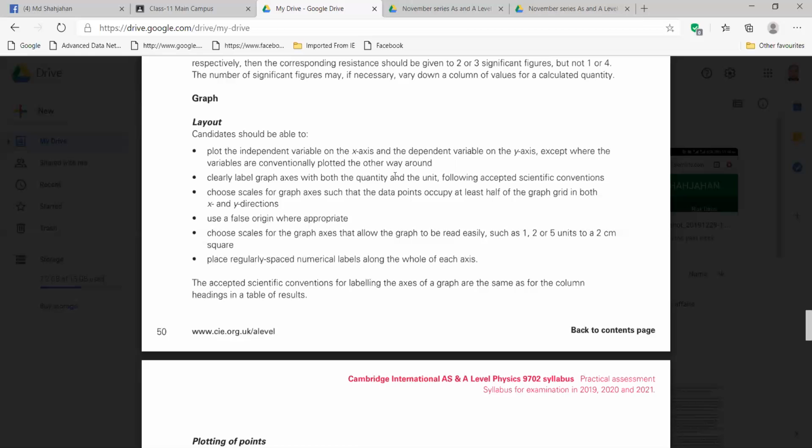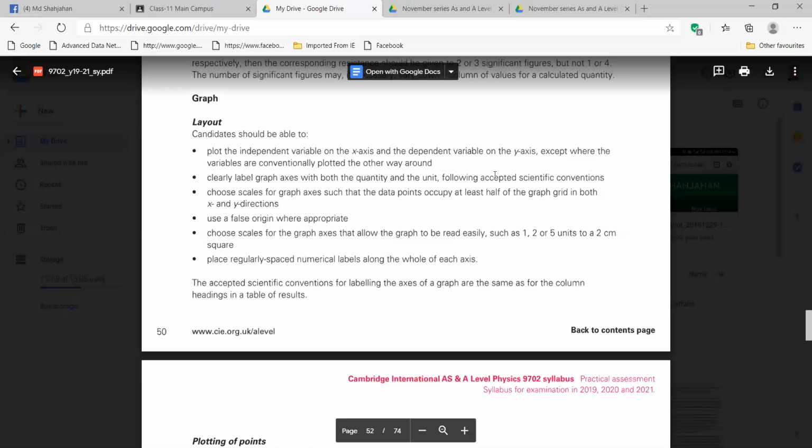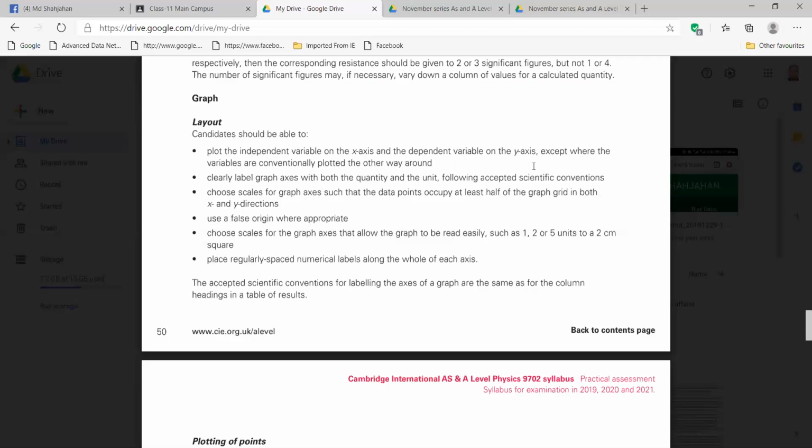Now I'll give you another example, that is the extension-load graph. Can you remember that one? That is Hooke's law, from deformation. So here, can you tell me which one is dependent, which one is independent? Extension is independent.